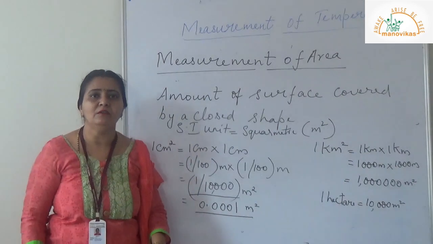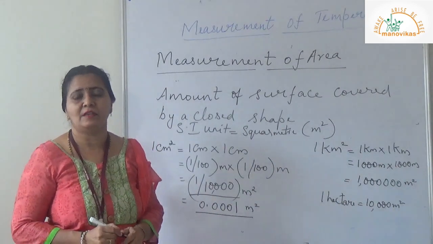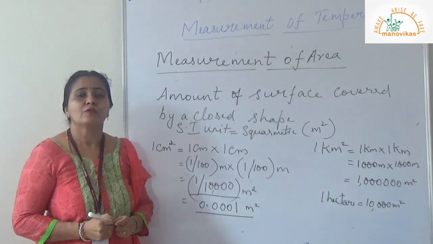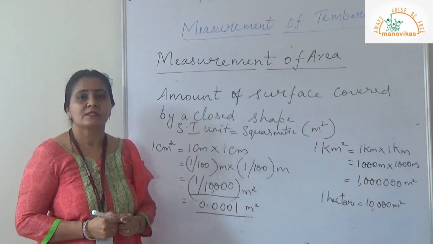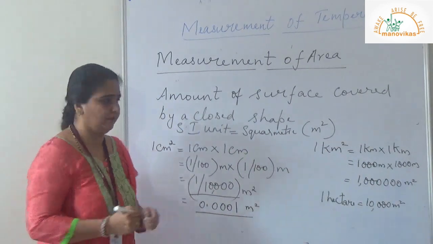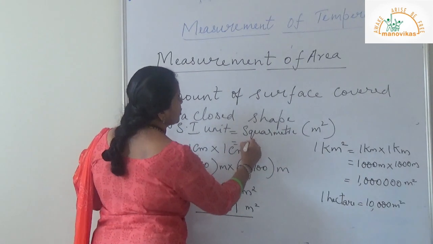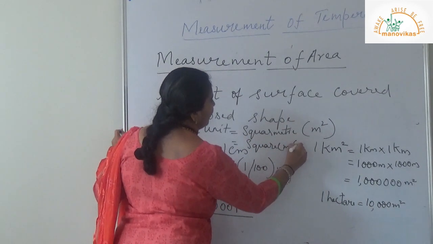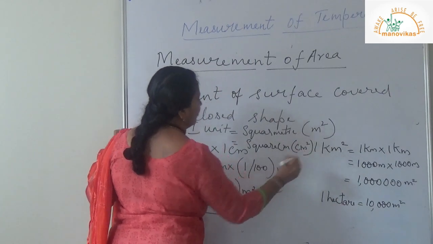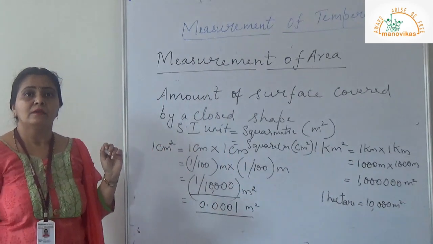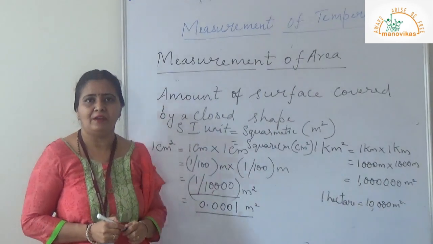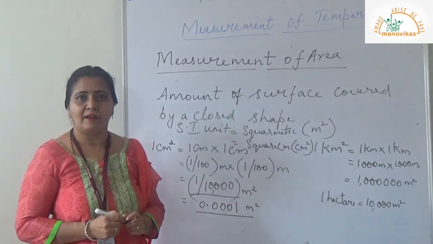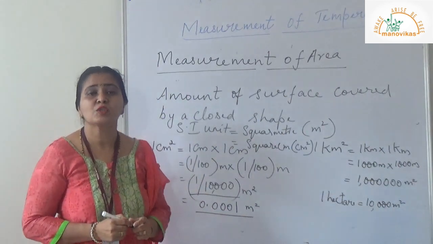If you want to measure small areas, for example a piece of paper, we make use of square centimeter. In symbol we write it as centimeter square. And if you want to measure large areas like a city or a country, we make use of square kilometer.